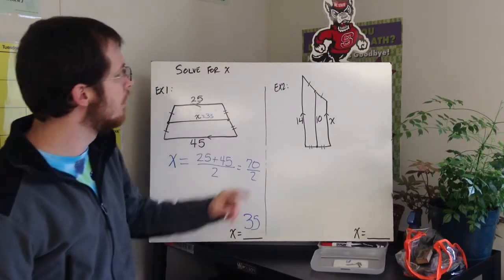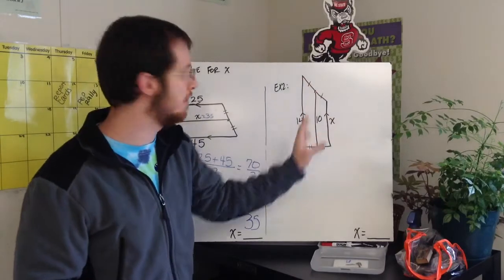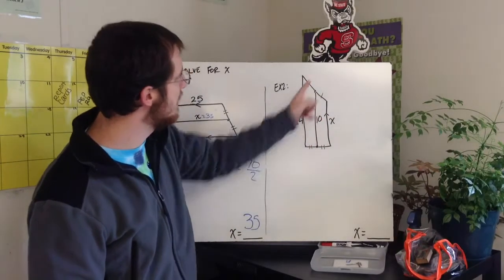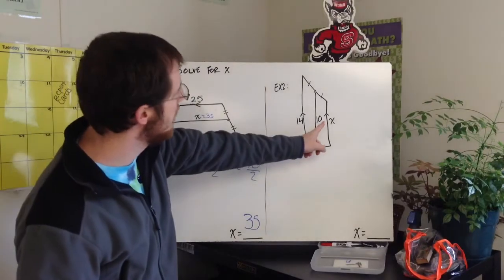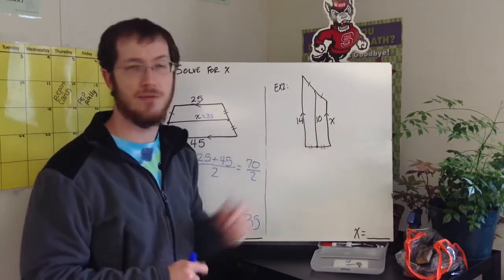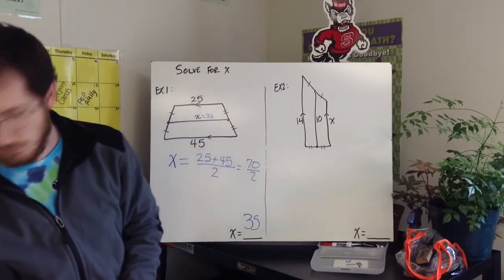Okay, example number 2. We've got another trapezoid. This one's tilted up on its side. We've got one pair of parallel sides. We've got a midsegment here, and the midsegment has a length of 10. So they give us the midsegment this time. Now they want us to find the length of one of the bases.